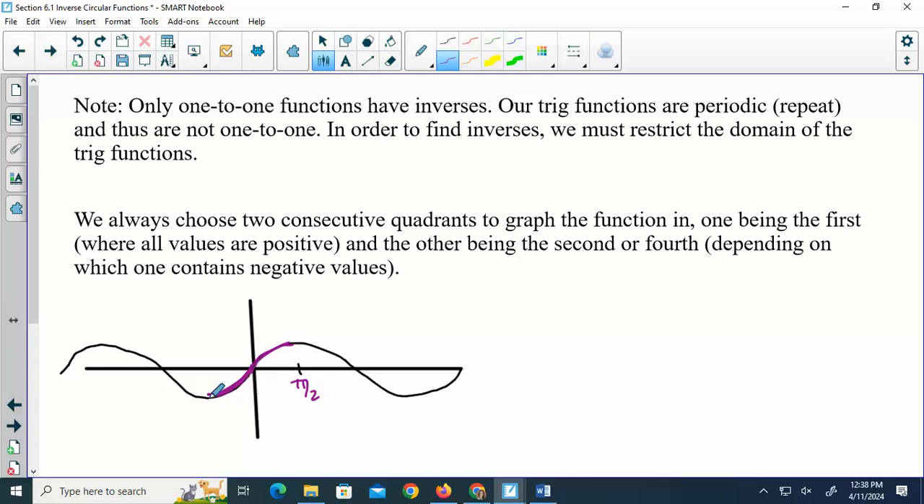What quadrant would that be if you went backwards? 4. Yes. So we pick two consecutive quadrants. Everything's positive in quadrant 1, so that's our positive quadrant. And then it'll either be 2 or 4, depending on when the function is negative. So sine inverse would exist in quadrants 1 and 4, 1 being the positive, 4 being the negative.